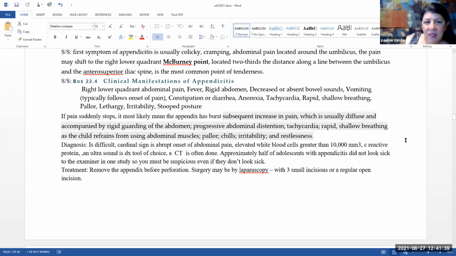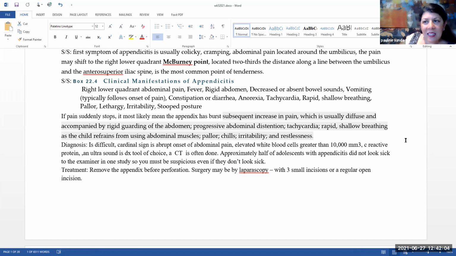Other clinical manifestations include, as I mentioned, the right lower quadrant abdominal pain, fever, a rigid abdomen, decreased or absent bowel sounds, vomiting. This typically follows the onset of pain. Also constipation or diarrhea, anorexia, tachycardia, rapid shallow breathing, pallor, lethargy, irritability, and a stooped posture.